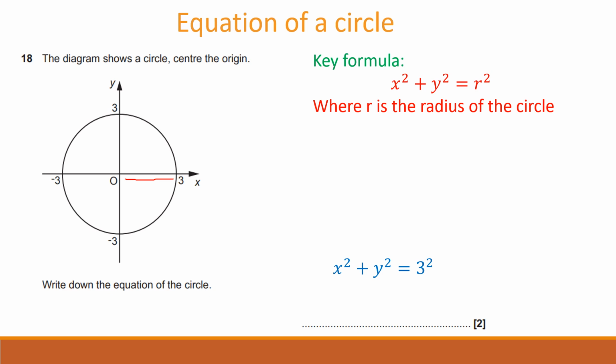So x squared plus y squared is equal to 3 squared. Then we just need to work out the value of 3 squared, and you are allowed a calculator for this. And x squared plus y squared is going to equal 9, and that will give you 2 marks.